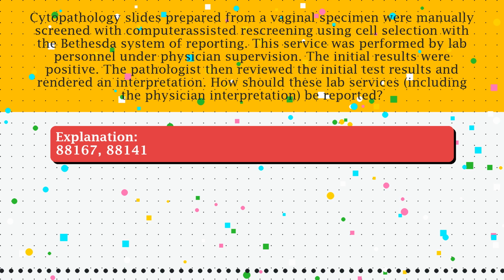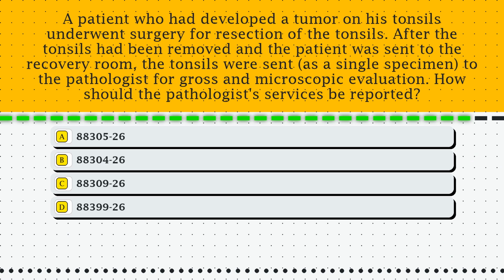Question 131. A patient who had developed a tumor on his tonsils underwent surgery for resection of the tonsils. After the tonsils had been removed and the patient was sent to the recovery room, the tonsils were sent, as a single specimen, to the pathologist for gross and microscopic evaluation. How should the pathologist's services be reported?